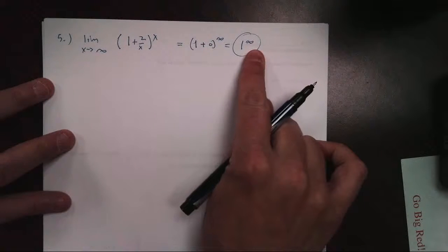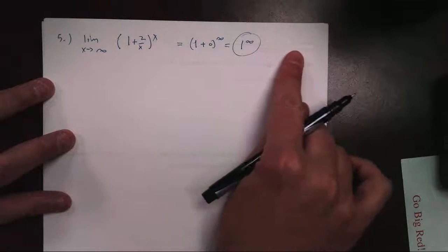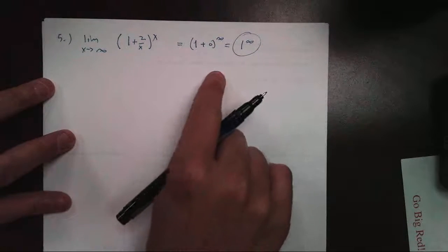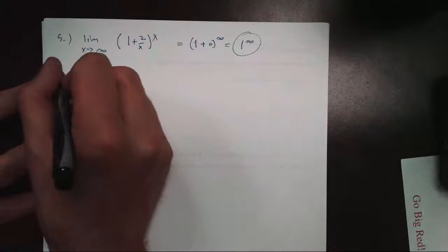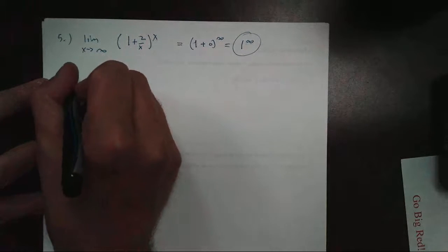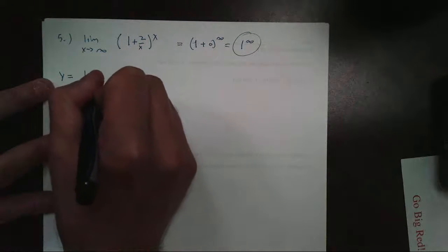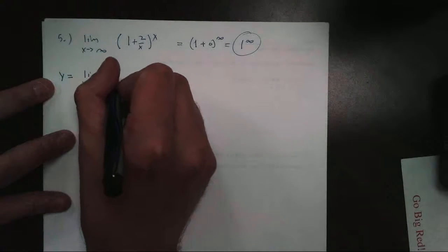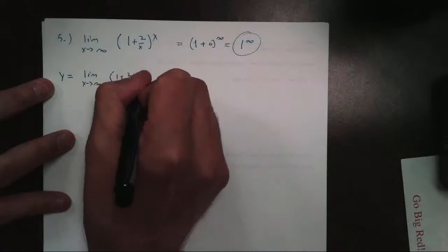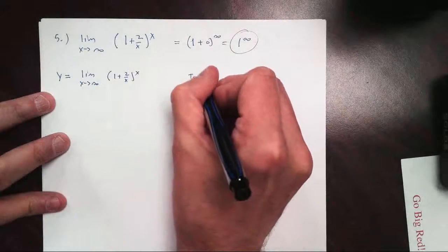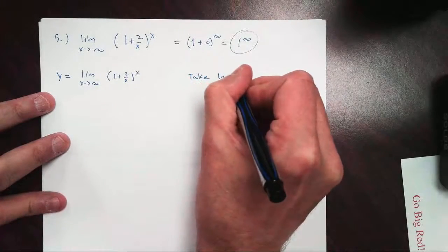Infinity does not play by the rules. We're not going to get 1 necessarily. So we have to solve this algebraically, and to do that, we have to use logs in this case. So I'm going to set this equal to y. And now I'm going to take the log of both sides, because logs bring down powers.